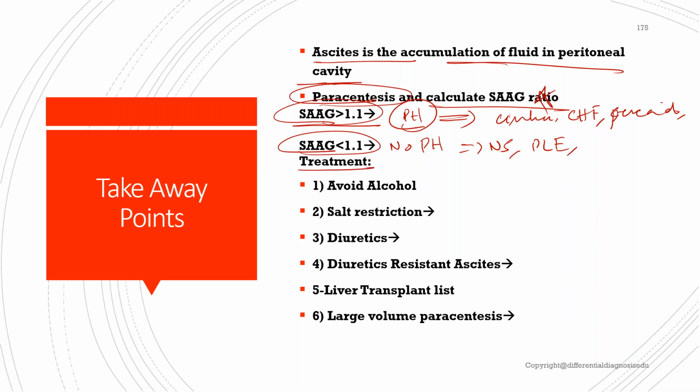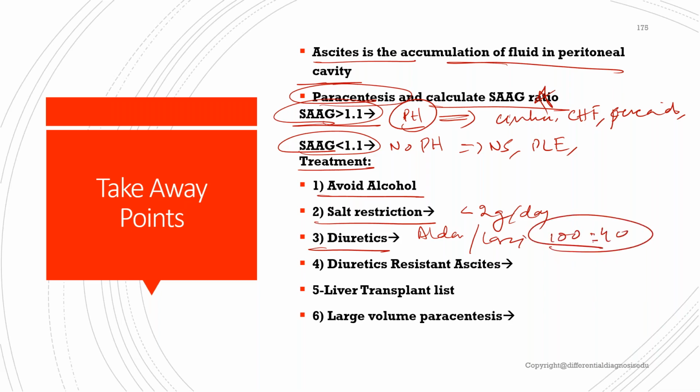What kind of treatment is available? Stop drinking, salt restriction less than 2 gram per day, diuretics: the starting dose of Aldactone and Lasix combination is 100:40. Assess if the patient has diuretic resistant ascites if needed: if the patient is not responding to max dose of diuretic, is on fluid restriction, is on sodium restriction, and is having diuretic complications.